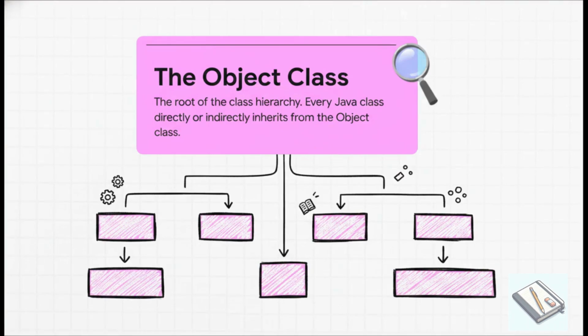And here it is, the Object class. It's the root of the whole family tree. So every single class you write, it doesn't matter if you type extends Object or not, it automatically, implicitly inherits from it. It's like getting a free starter pack of essential methods.